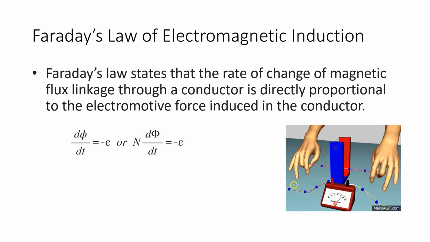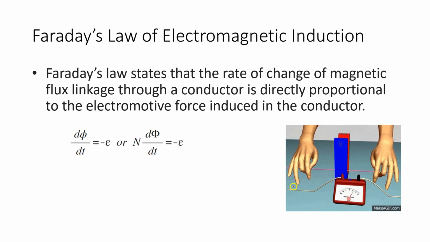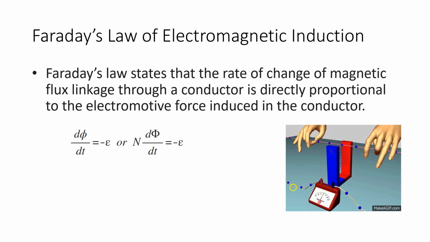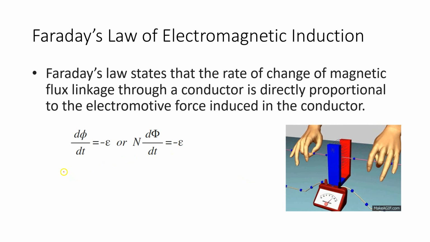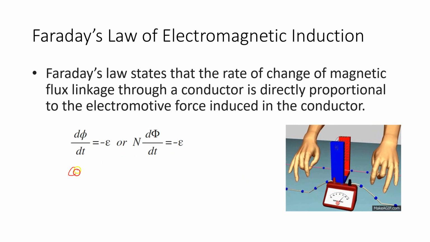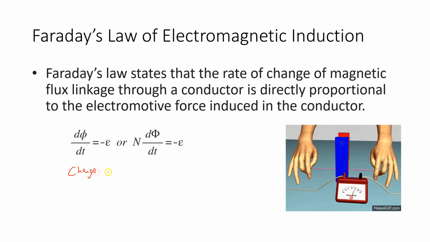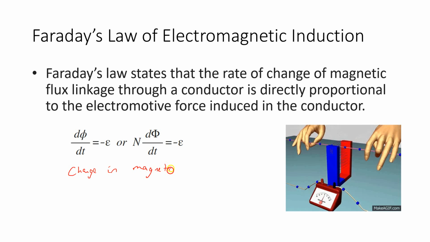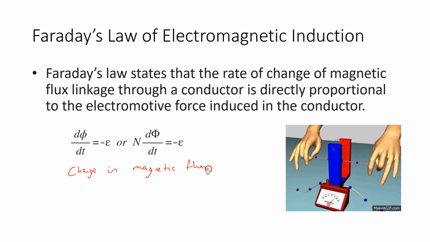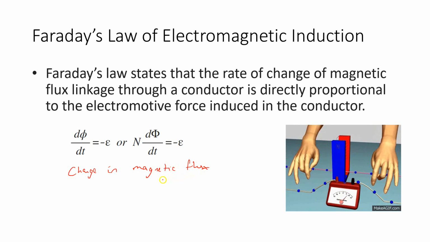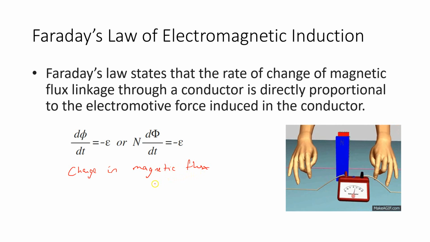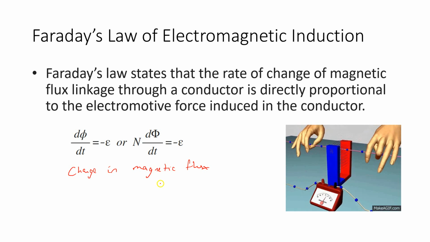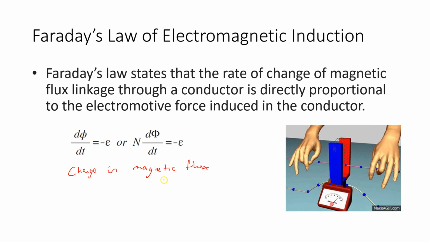And when he did that, he realized that the voltage that was produced depends on several things. One of which is that the voltage depends on the change in magnetic flux. Now, magnetic flux, as we defined earlier on, speaks to the number of magnetic field lines passing through a given area. That's what magnetic flux is.